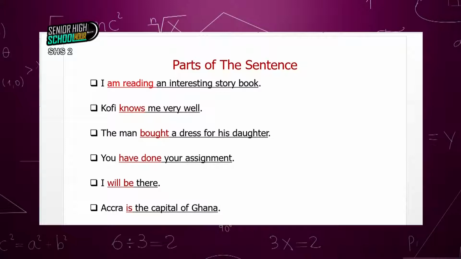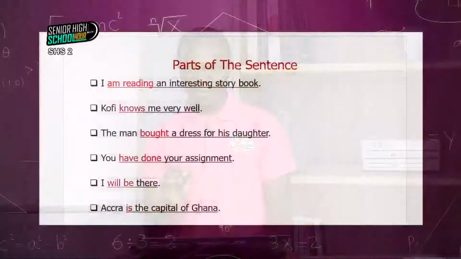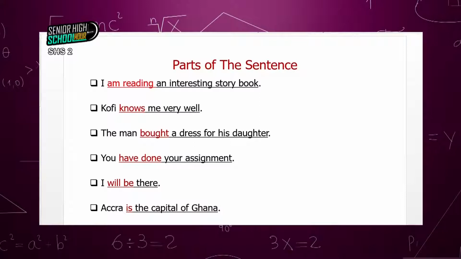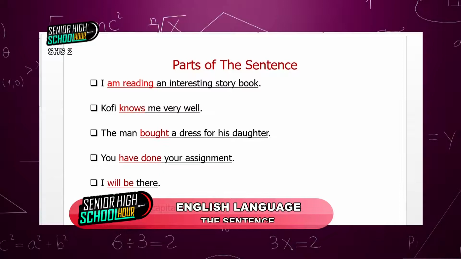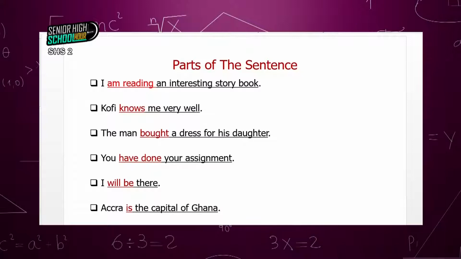Good. The next one, the man bought a dress for his daughter. Bought a dress for his daughter is a predicate because that is where the verb starts. The predicate structure is headed by the verb. The next one, you have done your assignment. Have done your assignment is the predicate. And what's our subject? You.